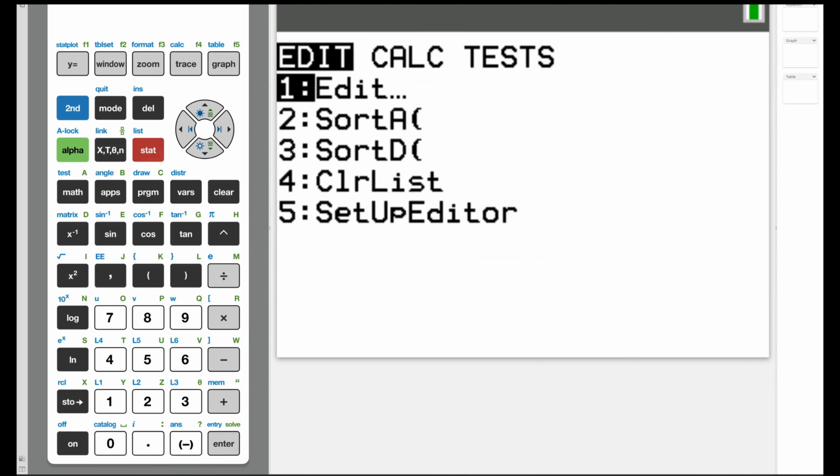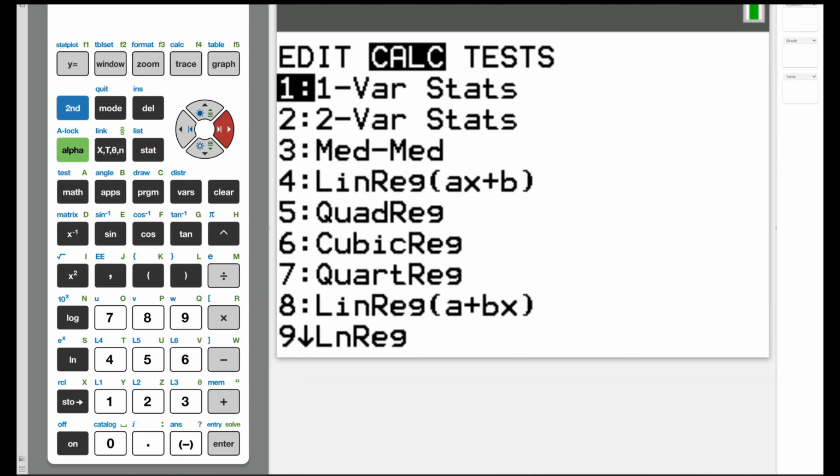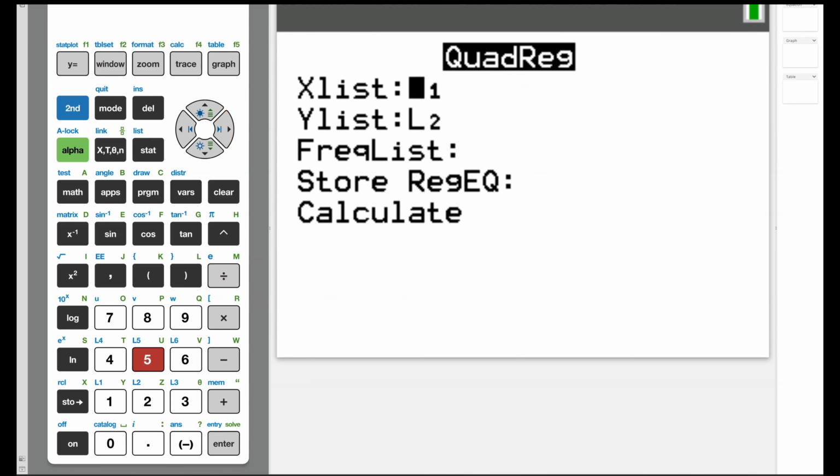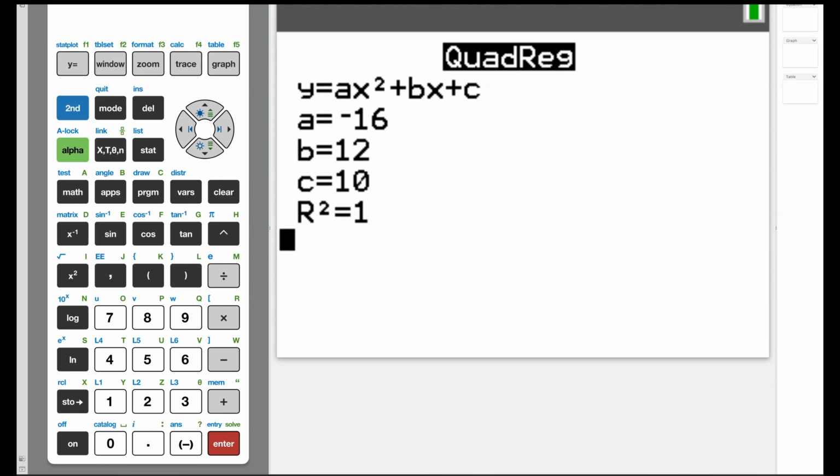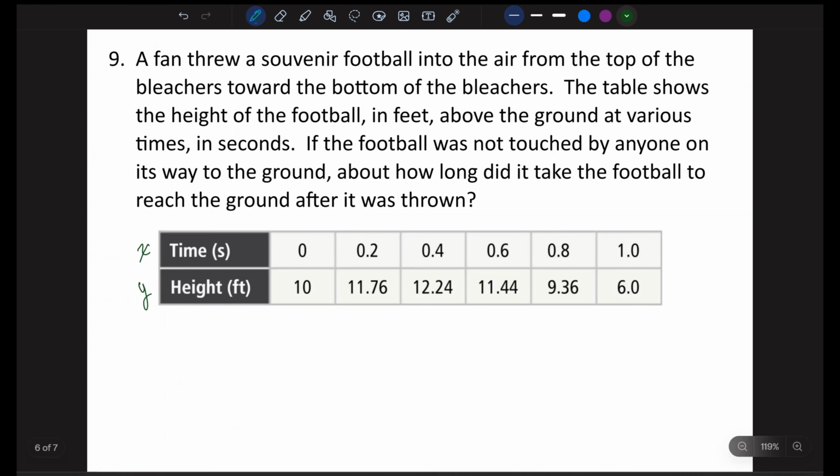All right, then we're going to go back to stat, over to calculate, and we're doing a quadratic regression again. So 5. Again, x's are in list 1, y's are in list 2, so go to calculate and press enter. All right, this is a perfect fit. Look at that R2 value. It's a 1, so this is perfect. A is negative 16, B is 12, and C is 10. So we have y equals negative 16x squared plus 12x plus 10.